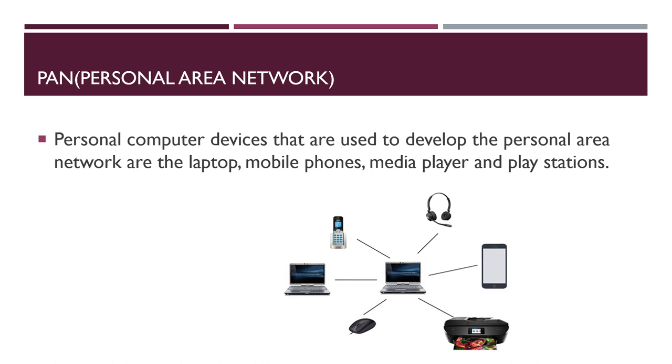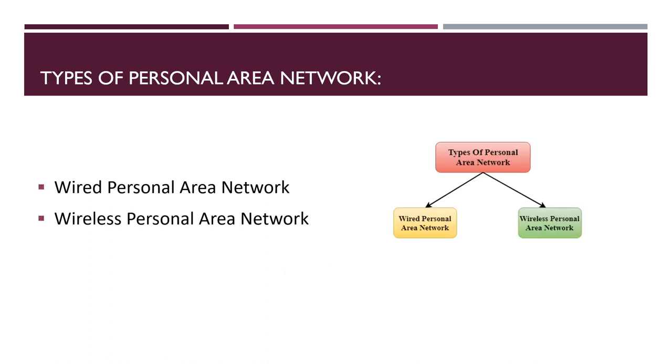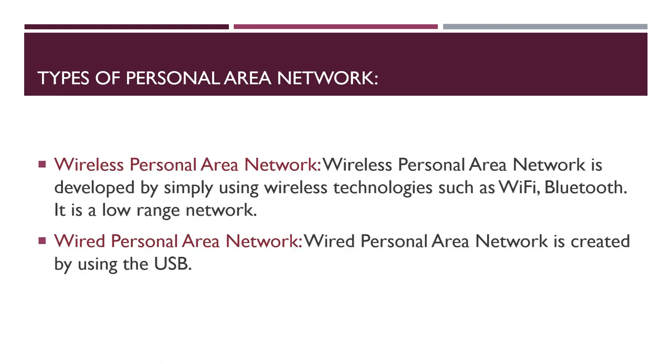It was laptop, mobile phone, media player and PlayStation. So there is a diagram representation also here. These things are called a personal area network. And for personal area, we have two kinds, wired personal and wireless personal. For wireless personal, for example, Wi-Fi and Bluetooth. And for wired personal, we use a USB cable to share the data from one system or device to another system or device.